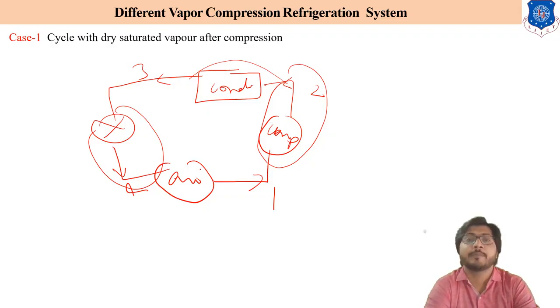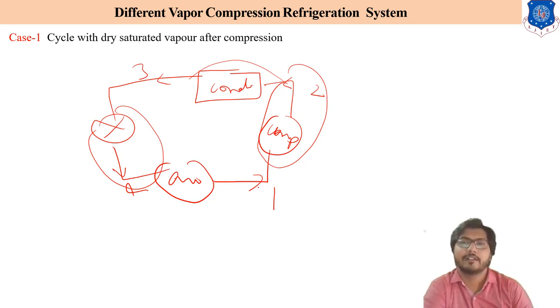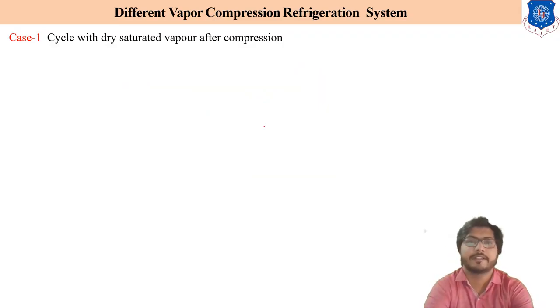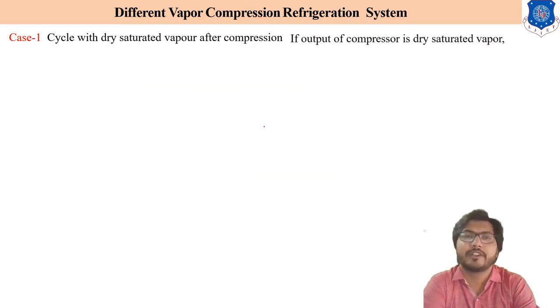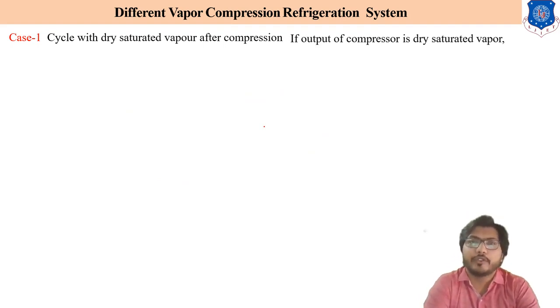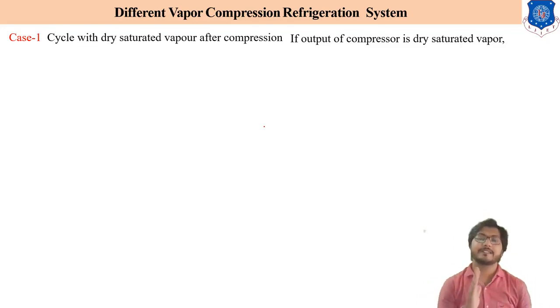Okay, so there are different types of cases. How do we differentiate them? It depends on the inlet condition, point 1, which enters the compressor. According to this, different cases are differentiated. First case, cycle with dry saturated vapor after compression. That means the output of the compressor is dry saturated vapor, with dryness fraction 1 or above. Above dry saturated means the phase is superheated.